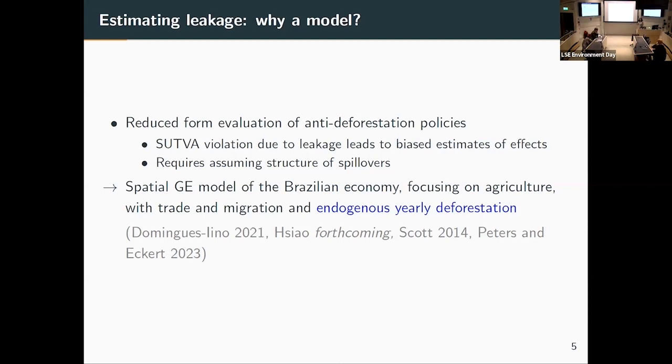If there's a lot of trade throughout Brazil, and these are very well-oiled agricultural markets. So the approach that I'm going to take is a completely simulation-based estimation of the leakage, by building a general equilibrium model of the Brazilian economy that mostly focuses on calibrating the agricultural sector. It has trade and migration, and I built it on Peters and Eckert's model and add a yearly endogenous deforestation that solves an optimization problem.